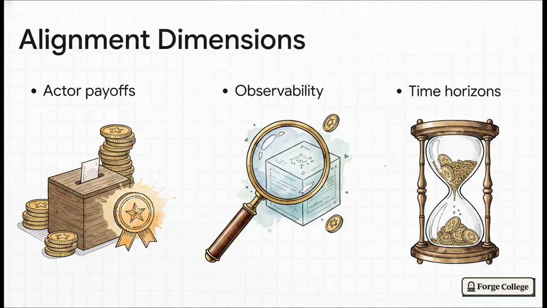First up, we have actor-level payoffs. These are the direct rewards you get. It could be monetary, like block rewards. It could be governance influence, like voting weight, or even reputational capital. Second is mechanism observability. The beautiful thing here is that transparent blockchains largely solve this for us. We can publicly verify everyone's actions on-chain, no centralized referee required.